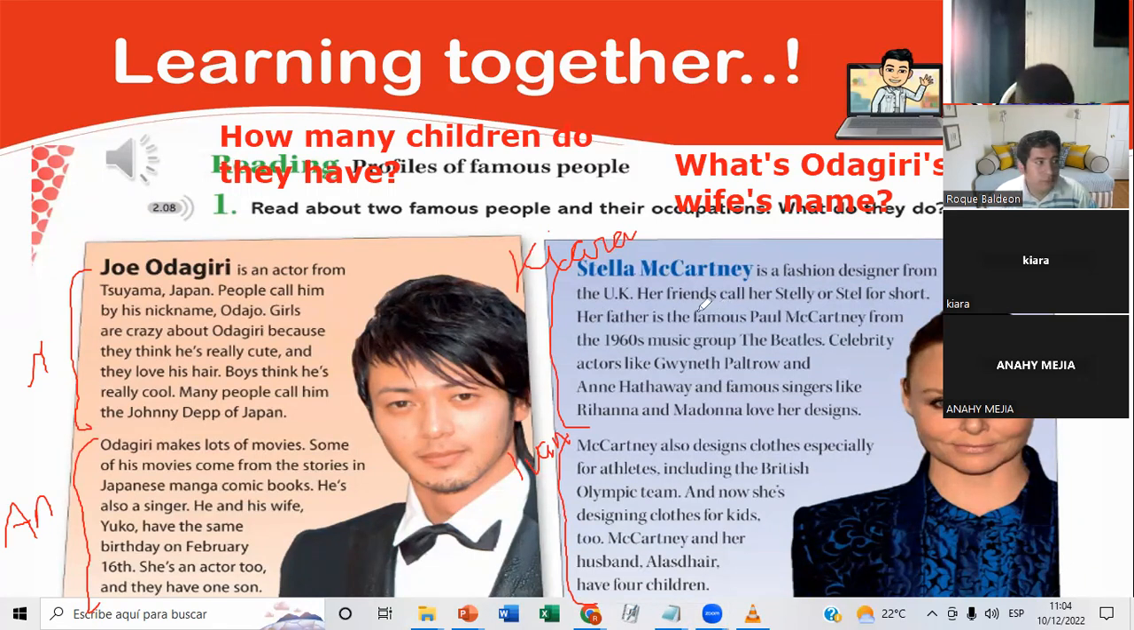Her father is the famous Paul McCartney from the 1960s music group The Beatles. Celebrity actors like Gwyneth Paltrow and Anne Hathaway and famous singers like Rihanna and Madonna love her designs. Hair designs, no? Rihanna, Madonna, love her designs. Good, awesome. Come on, Luanita, come on.